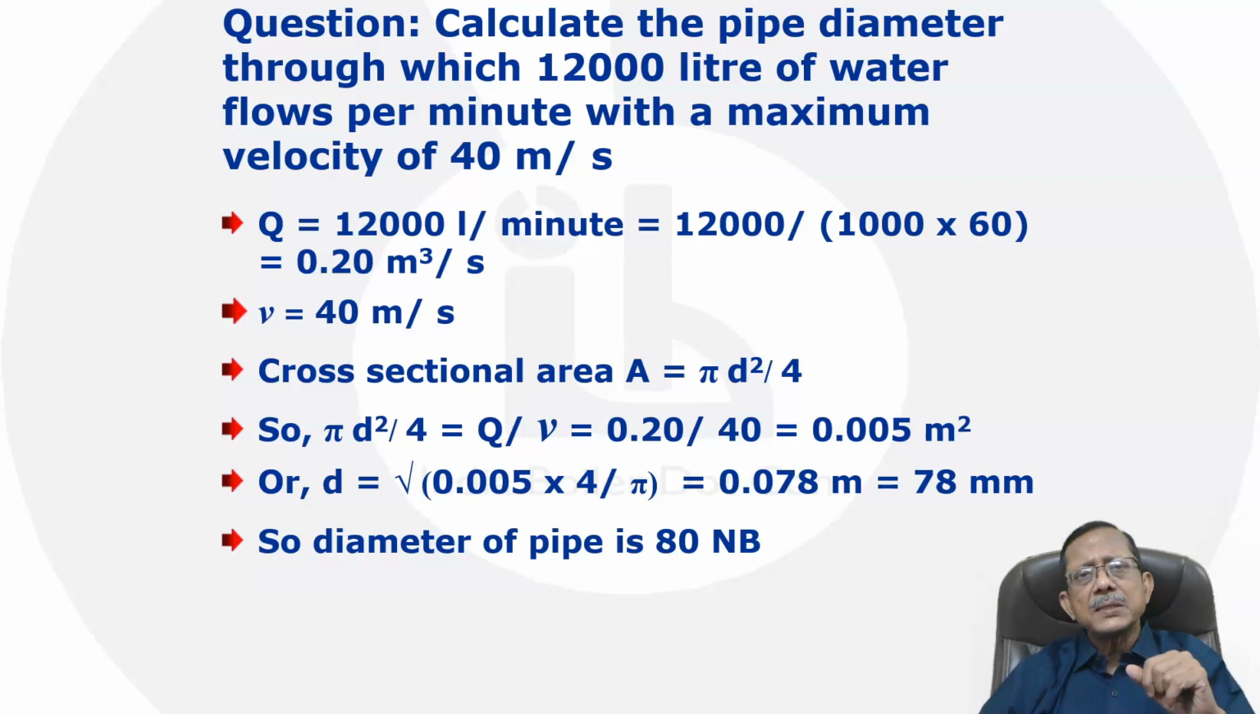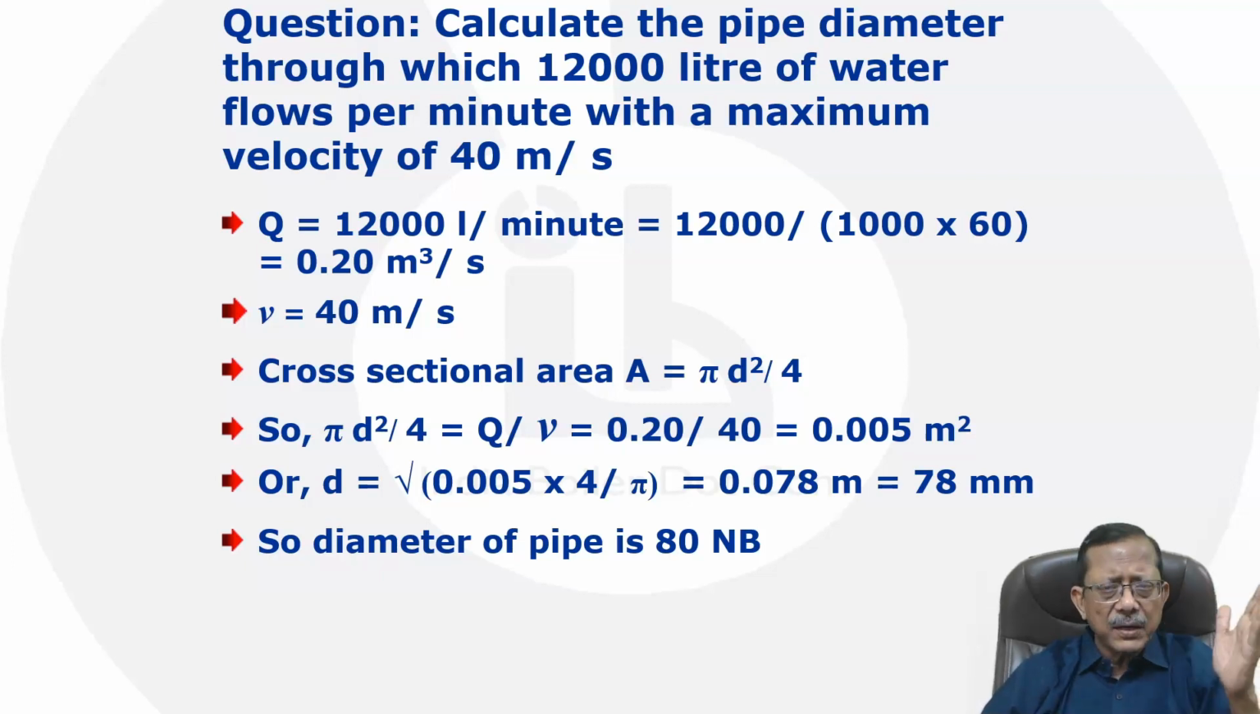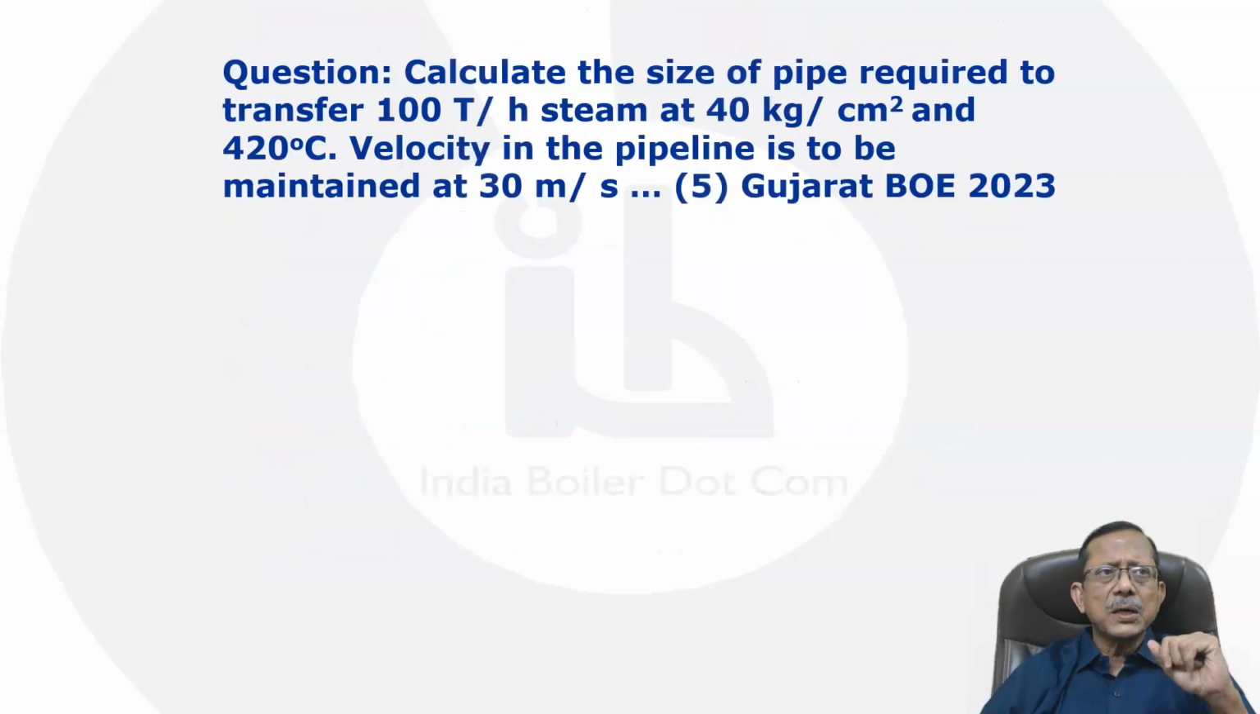Okay, now let us solve a question which I have earlier shown you, which has come in BOE papers, right? So this is the question which has come in Gujarat BOE 2023. As you can see, the marks given is 5 marks. So it's a 5 marks question. Very small question, very easy, because once you know this, that how to find out the size means diameter.